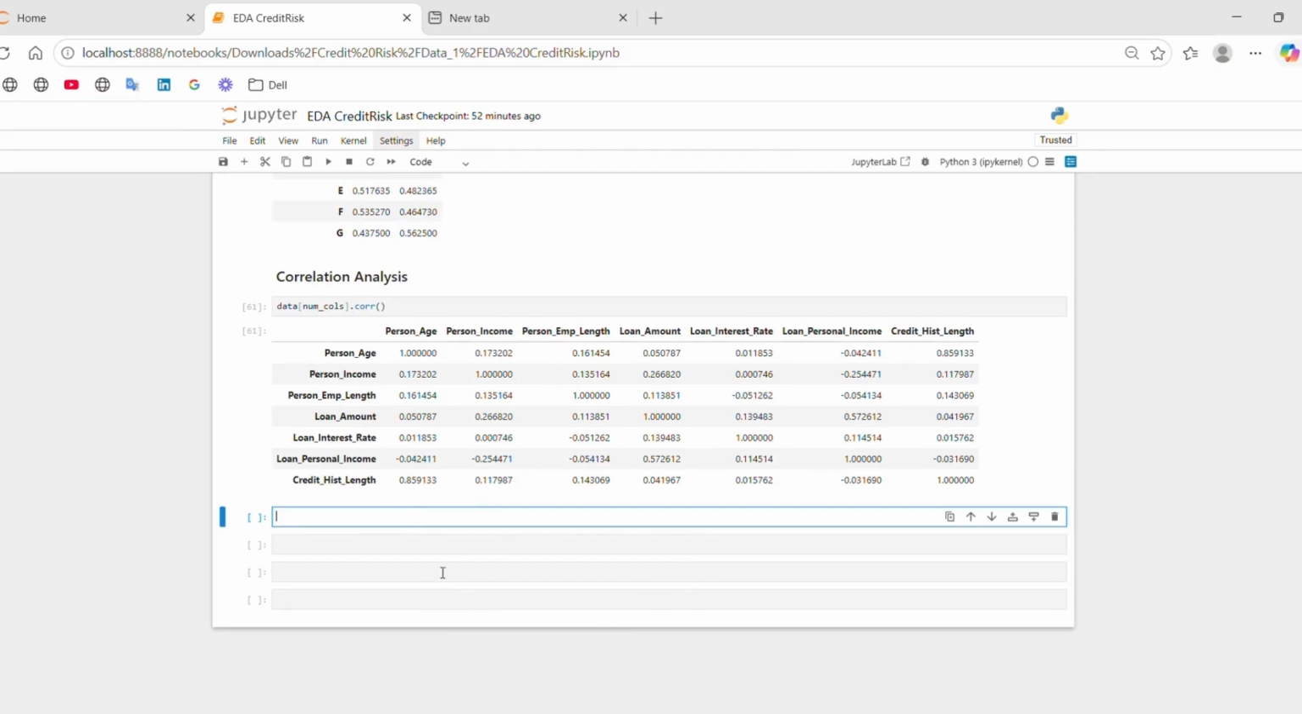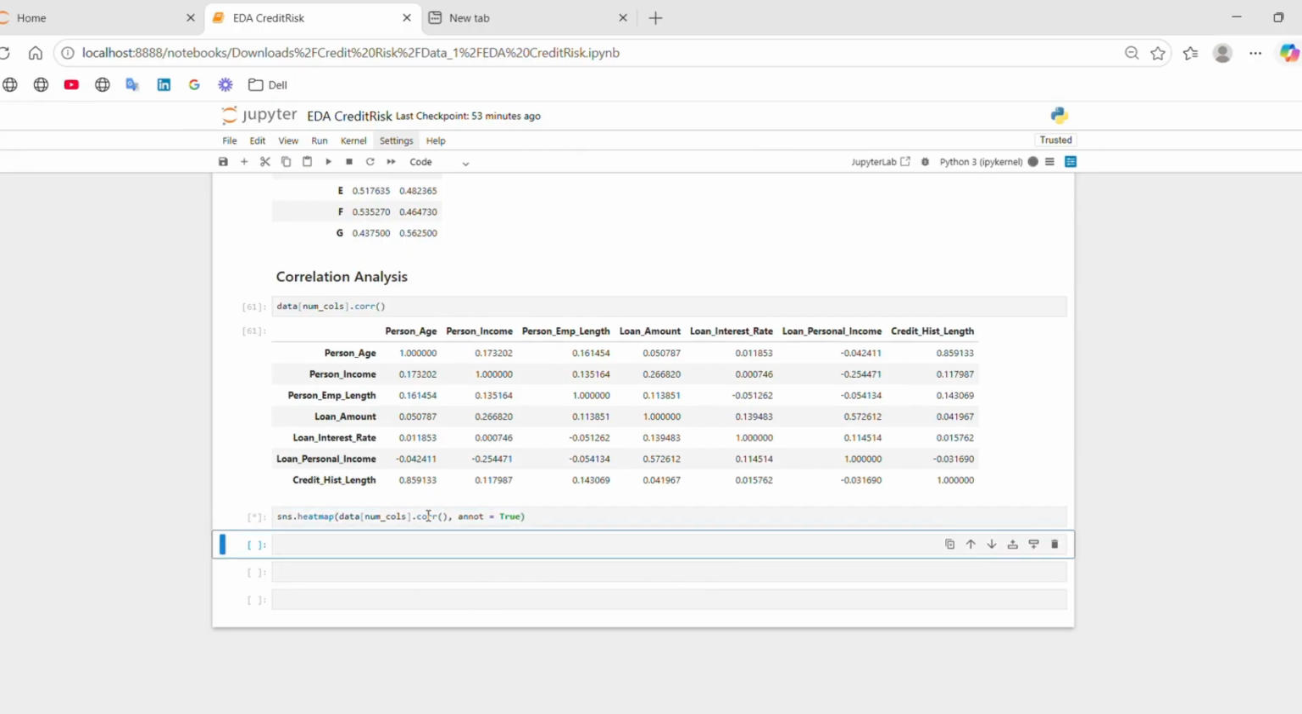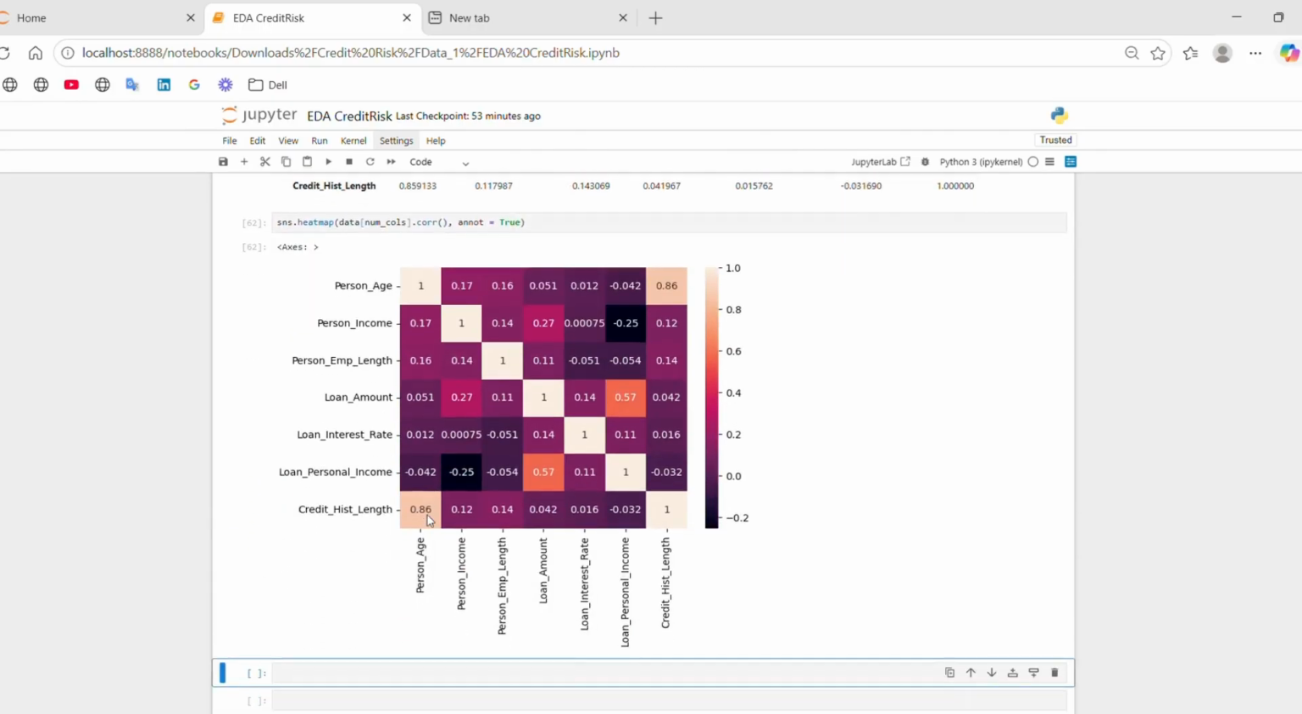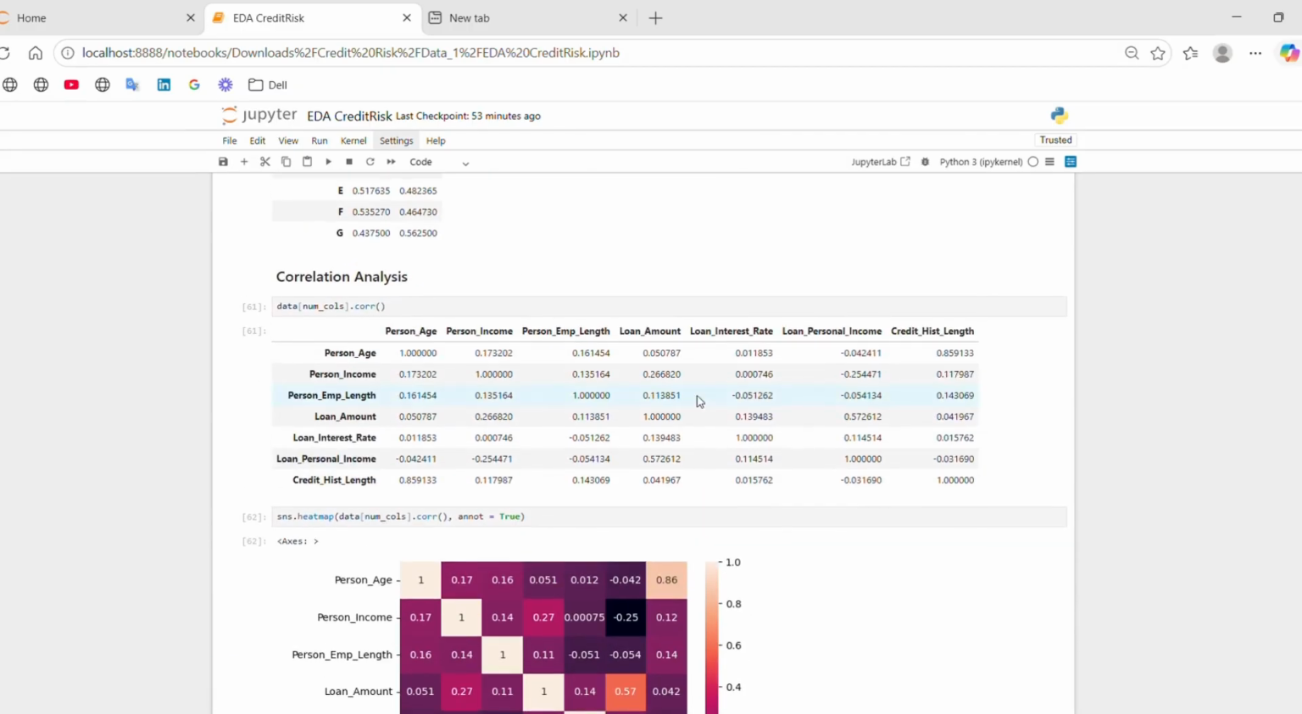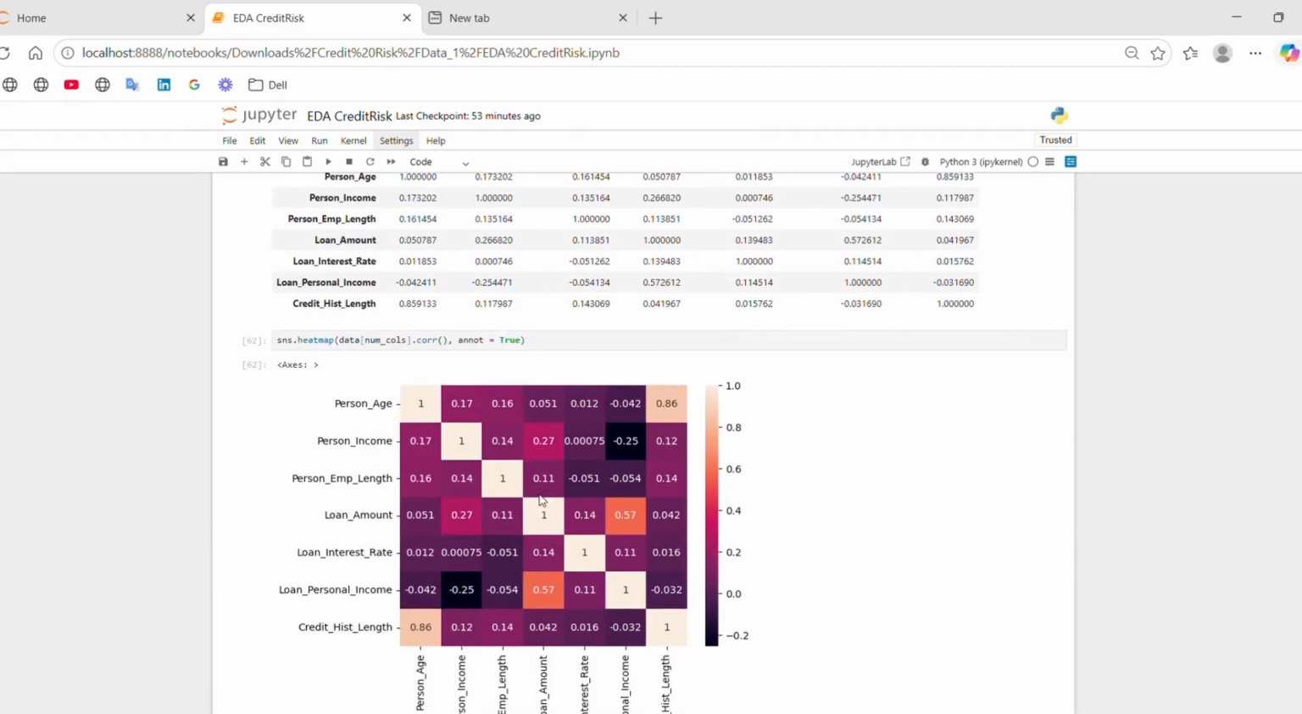Okay, so to plot the heat map, do you know how to plot it? It comes from the Seaborn library, heatmap, for the numerical columns, and annotation is true. Okay, this is coming out to be very beautiful. It is the same representation of correlation analysis, just in a pictorial way.